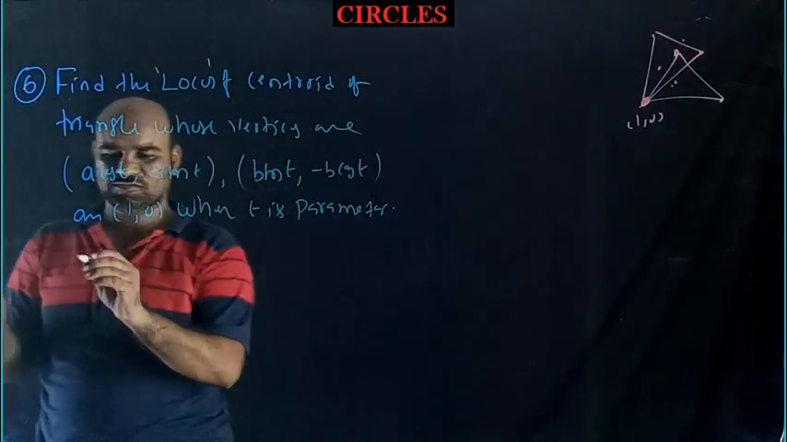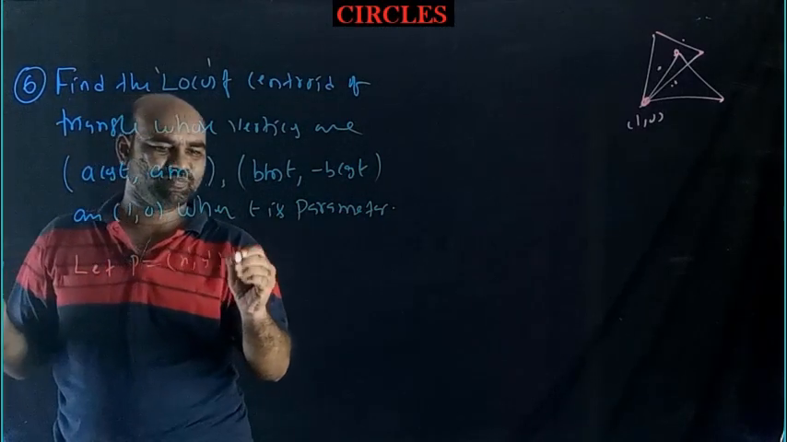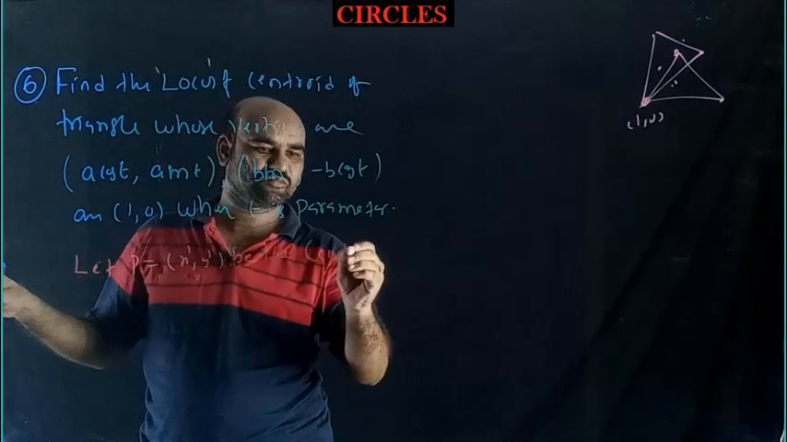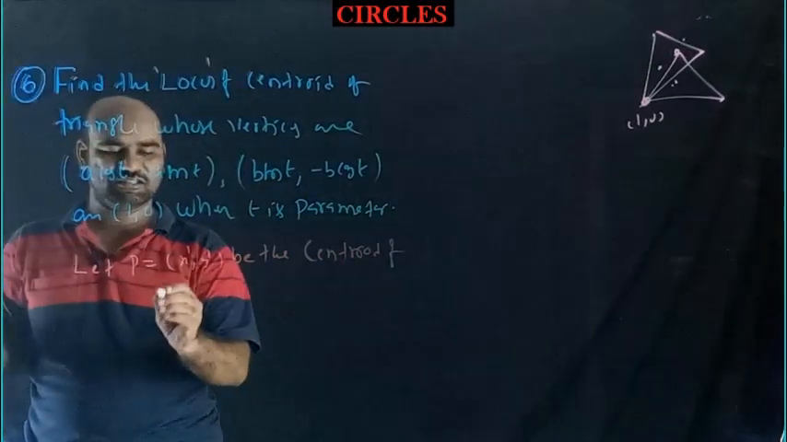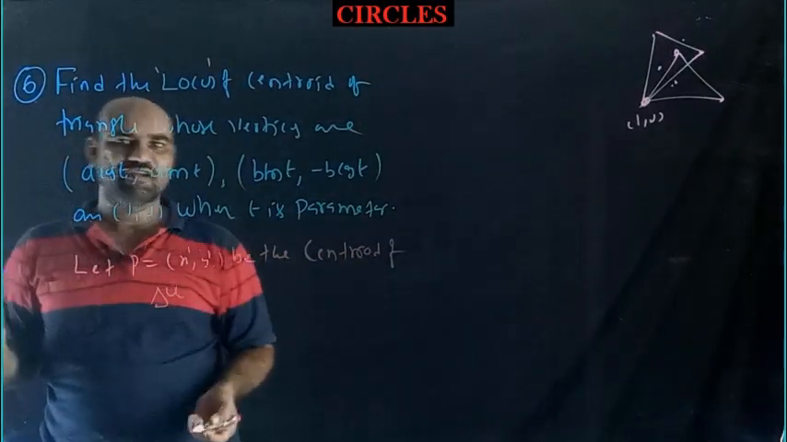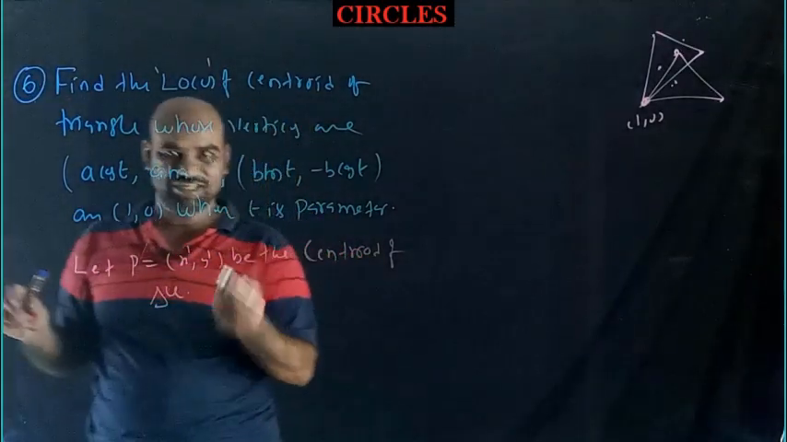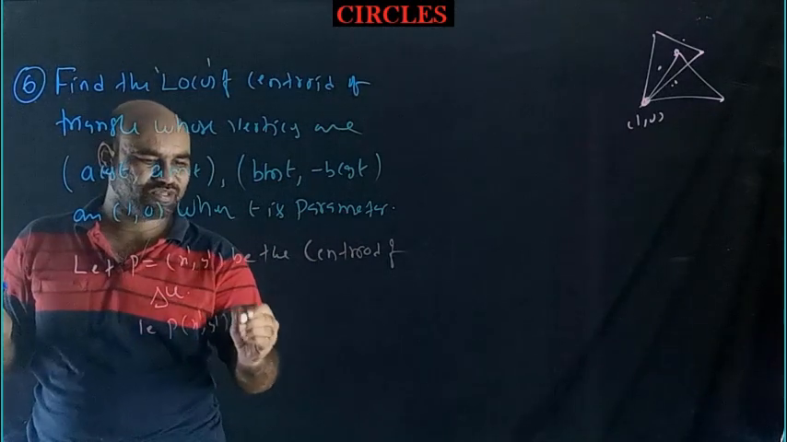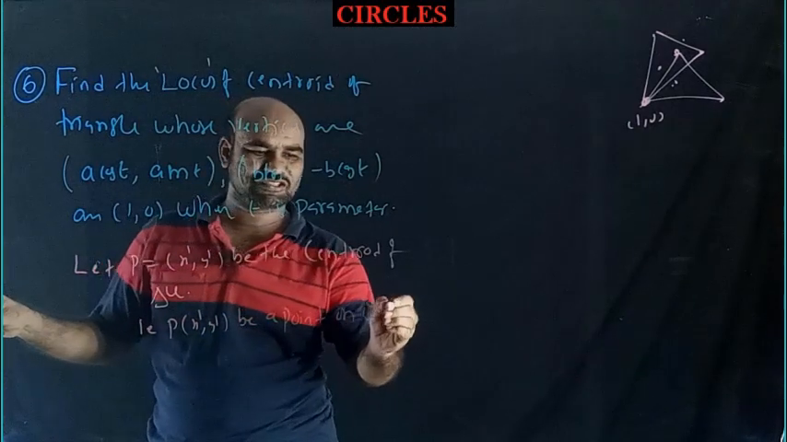Okay, let P equal to (x', y') be the centroid of the triangle. Indirectly, P (x', y') is a point on the required locus.